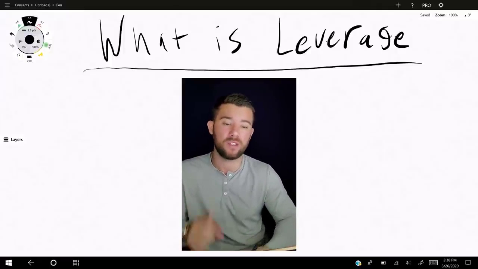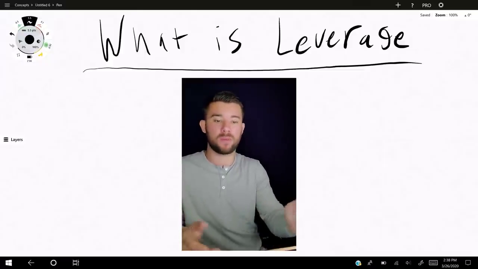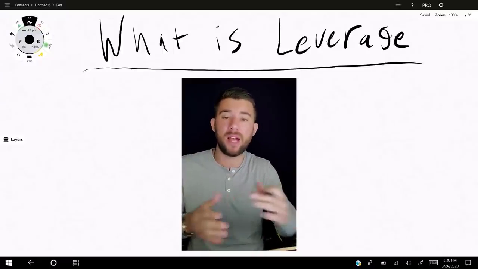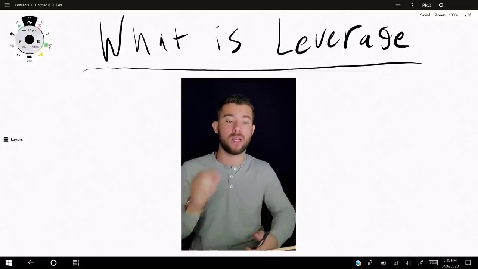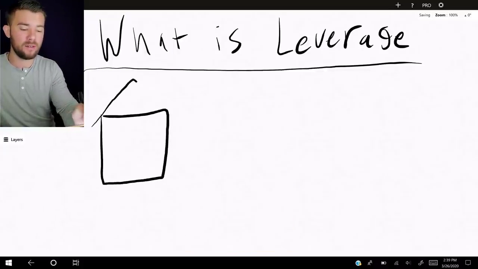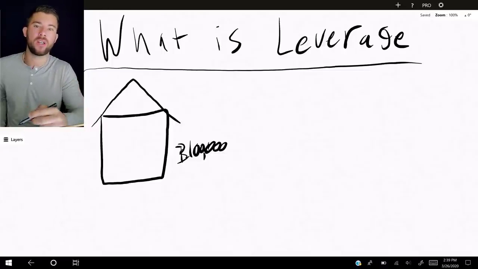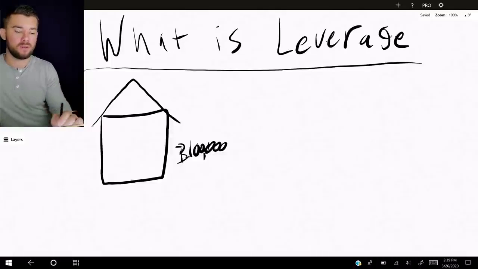The way we're going to do that is by using an example of the housing market. In the housing market, when you want to get a loan for a house, you actually need 20% down on that property in order to purchase it. Let's say you find a property that you want to invest in, and this property is $100,000. How much of a down payment do you need in order to buy this house?